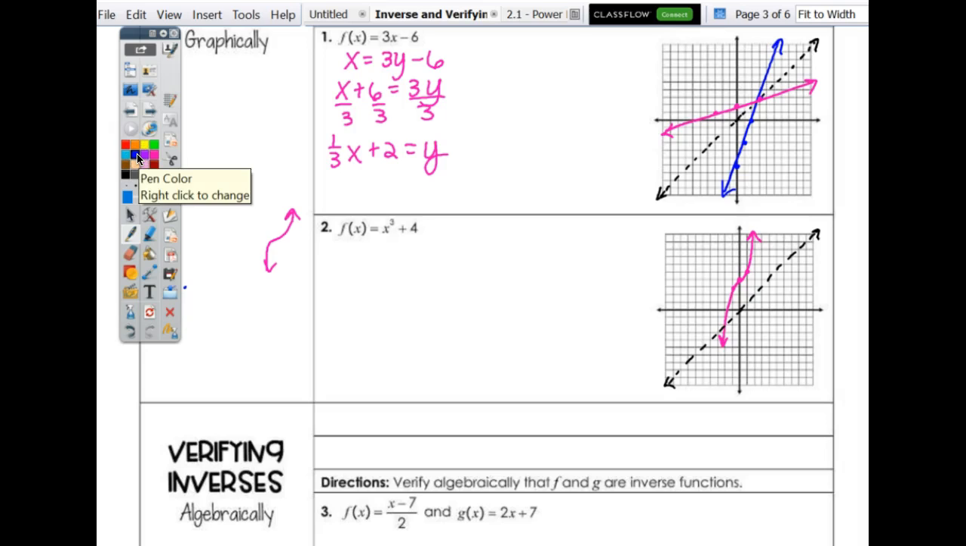And then we have to solve for the inverse. So I'm going to switch the x and the y. What's the first step? So I'm going to subtract the 4. And now I have y to the third. And what's the inverse of the third? The cube root.